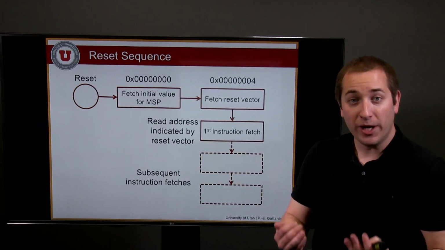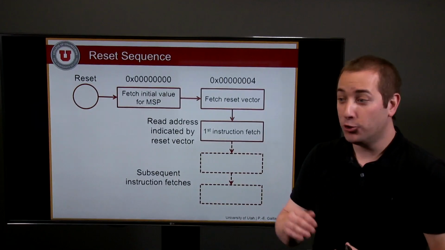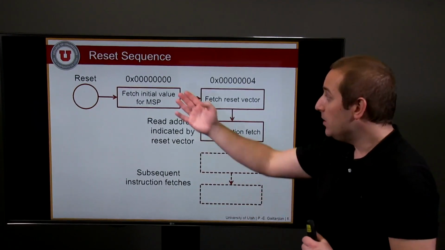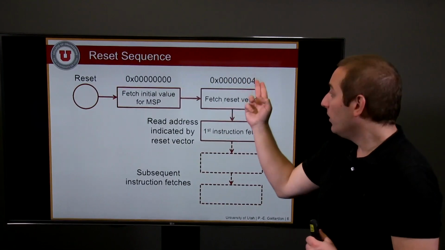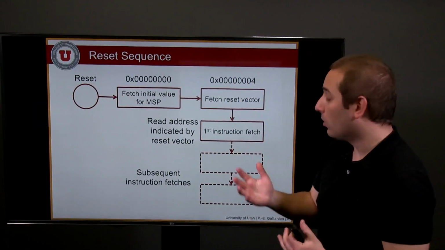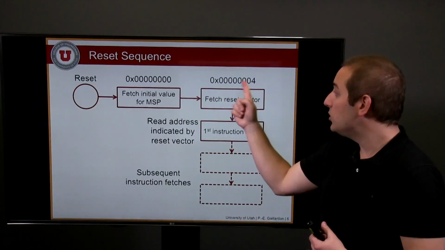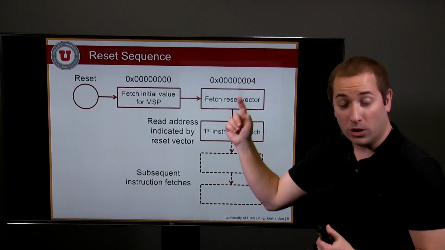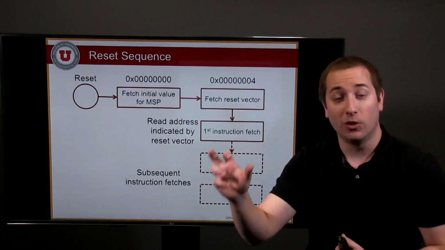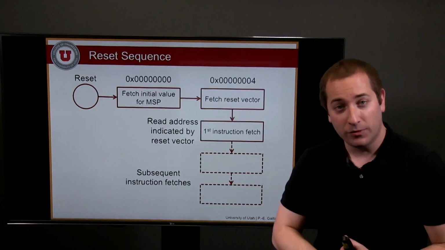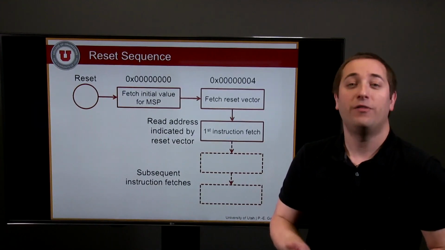That way, when you pick up that value, you'll be able to know where your stack starts in the memory address space. Immediately after that, we will fetch the data from address 4. Note that what we do is to go from address 0 to address 4 because we read word level data. And we will retrieve the so-called reset vector.